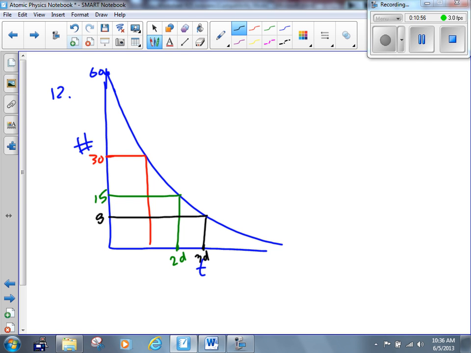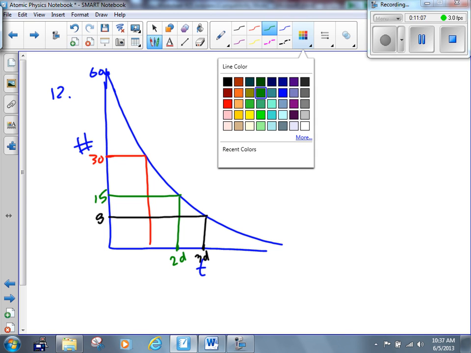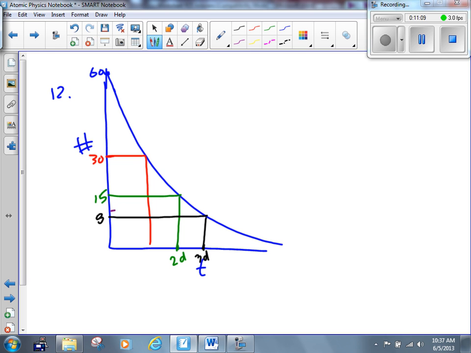And finally, how long would it take for element X to decay from its original amount to 10 nuclei remaining? Let's go to 10 nuclei remaining here. Let's go over and down. And it appears to be about 2.5 days.